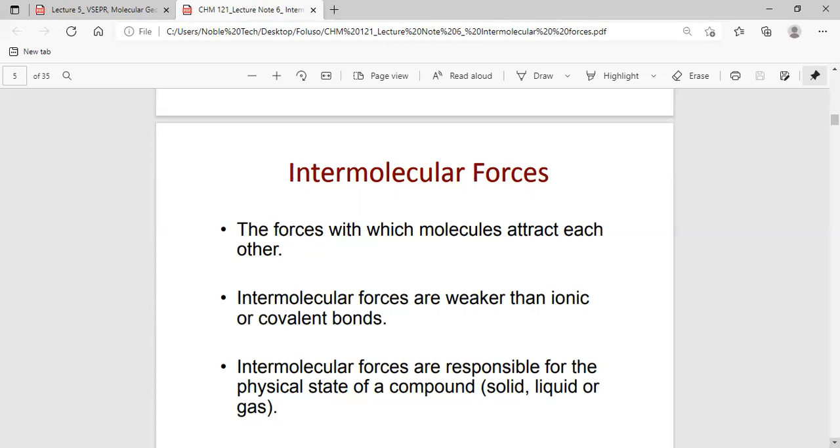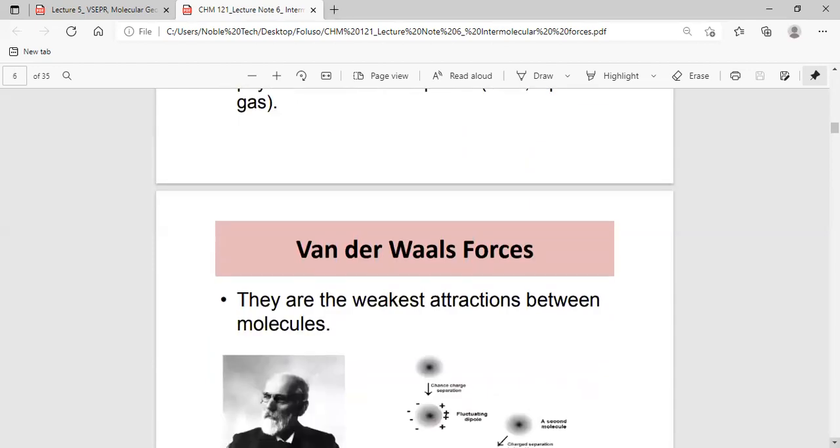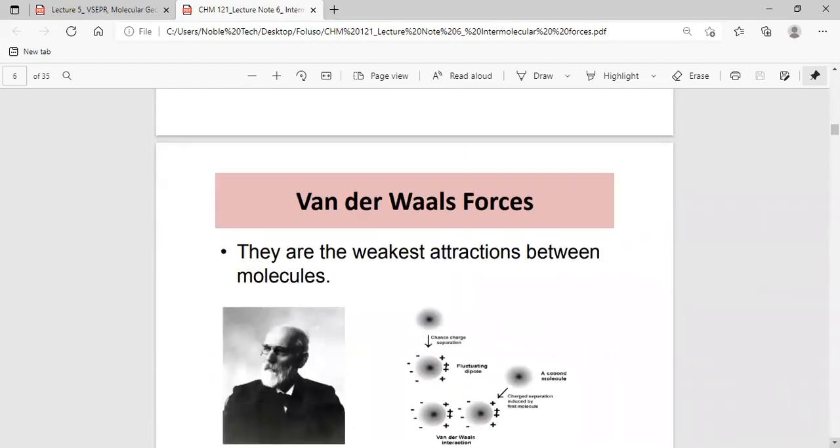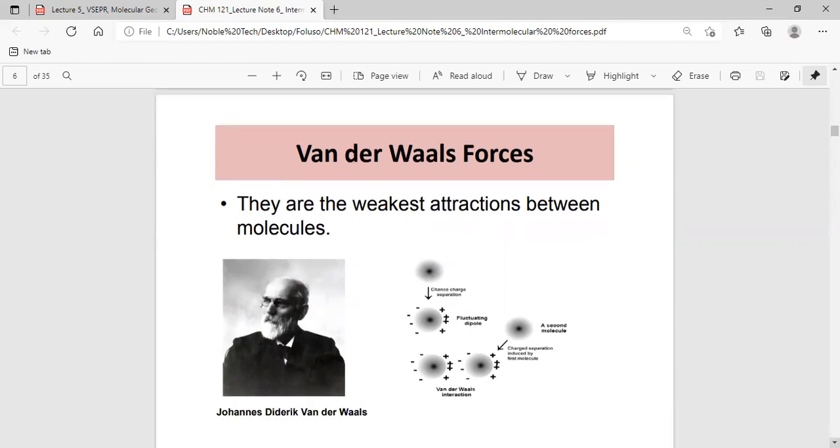So they are weak. Intermolecular forces are responsible for the physical state of a compound, whether it is going to be liquid, solid, or gaseous. They are also responsible for the solubility of substances, whether the substance will be soluble in water, soluble in organic solvent, and the likes. It is dependent on intermolecular forces.